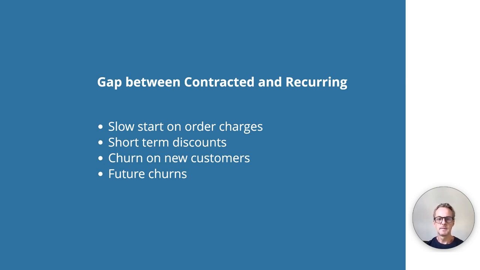Let's say the sales team gives a big discount on the first year, or perhaps contracts are negotiated during the order period. Then the gap between the contracted and recurring will fluctuate. And the gap can be caused by, for example, a slow start on order charges, short-term discounts, churn on new or future churns.